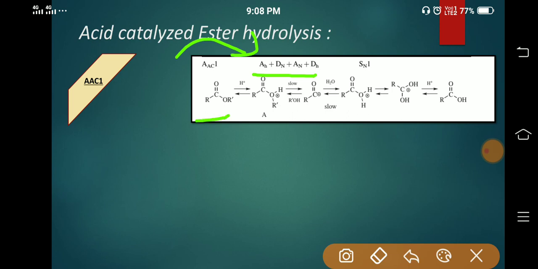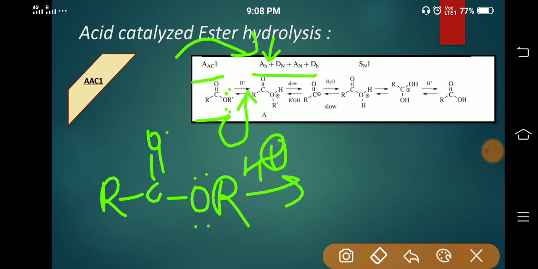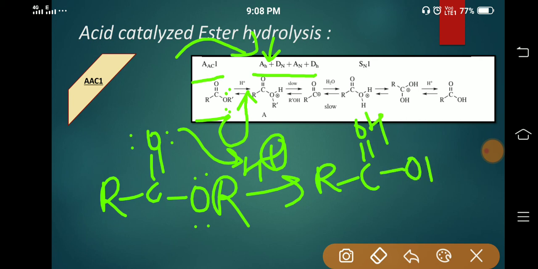Let us see, the ester first undergoes association of proton. As it is the AAC1 mechanism, it involves association of proton at the oxygen atom. Now, that proton can be accepted by any of the 2 oxygen atoms present in the molecule.